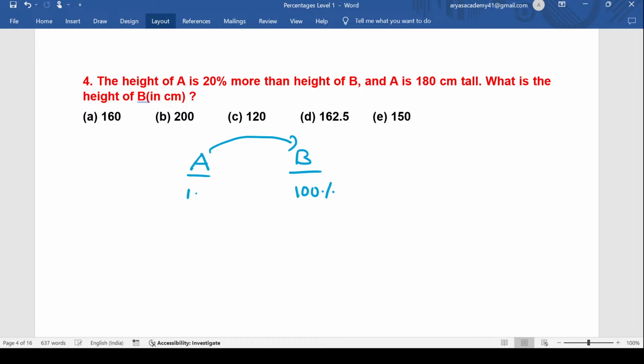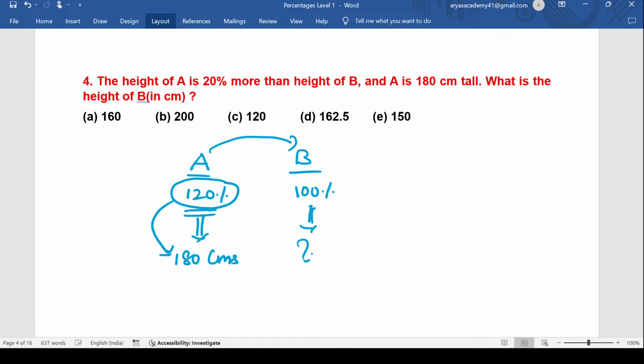As A's value is 20% more, you simply add 20 and you can straight away say that the value of A in terms of percentage is 120. And it has been very clearly mentioned that the height of A is 180 centimeters. Height of A is how much? 180 centimeters. So indirectly they have told you that 120% is equal to 180.